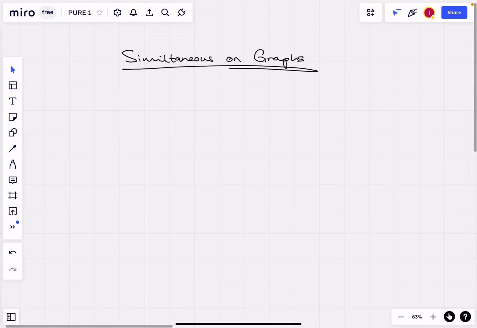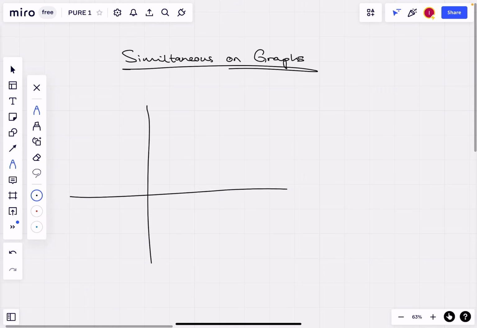Solving simultaneous equations on graphs, for the most part, is not that complicated. Let's say you have a pair of simultaneous equations which are both straight line graphs, so y equals mx plus c for both of them. The solution is literally just where they intersect. So wherever that coordinate is, that's the solution.